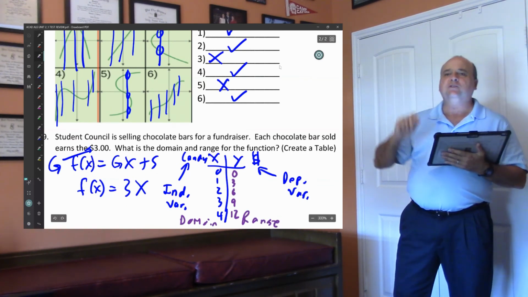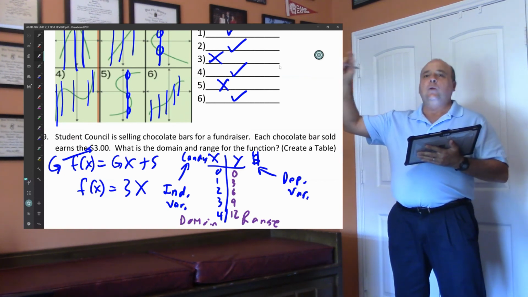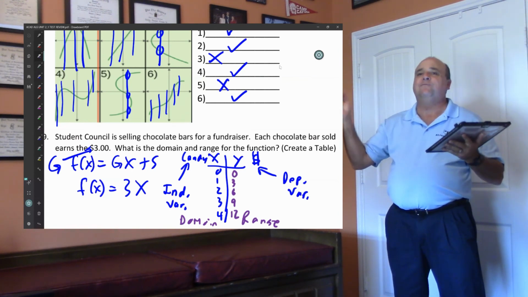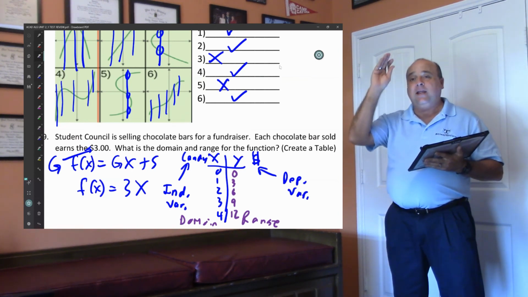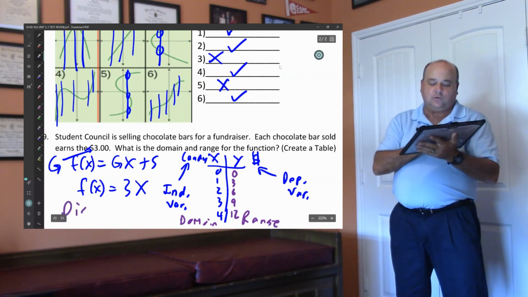And lastly, would this be discrete or continuous? This would not be a solid line. We would never have $1 in this situation. We would never have $1.75. We wouldn't have $4.55, would we? We would only have money of 3, 6, 9, 12, multiples of 3. This would be a discrete function, wouldn't it?